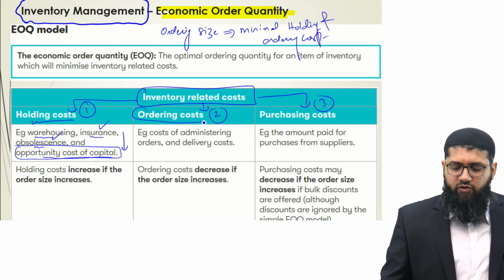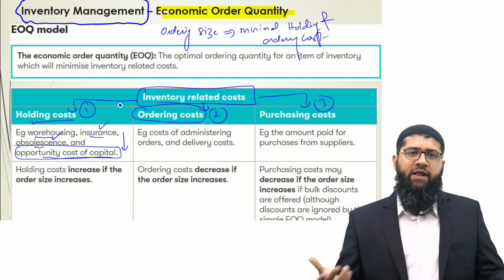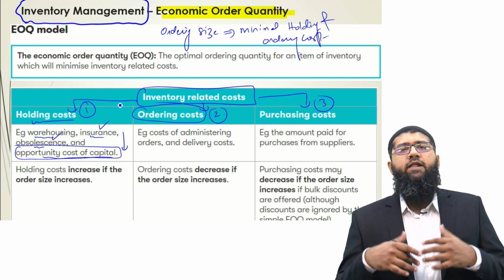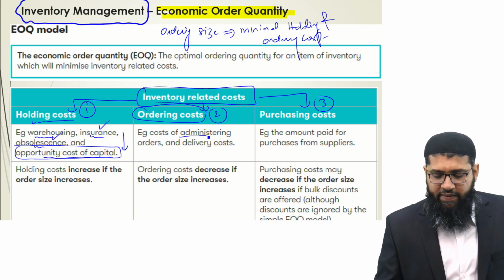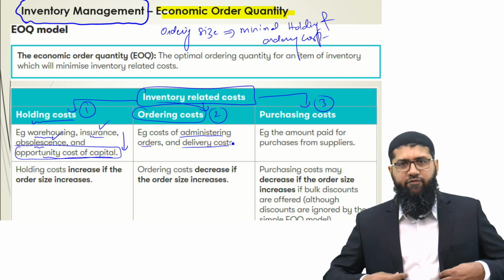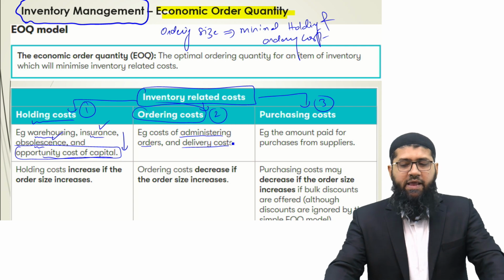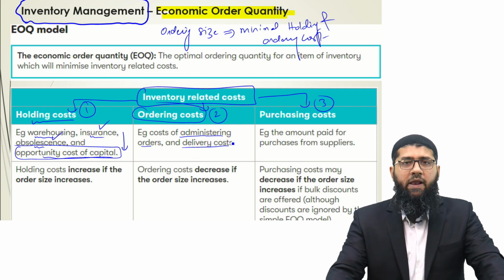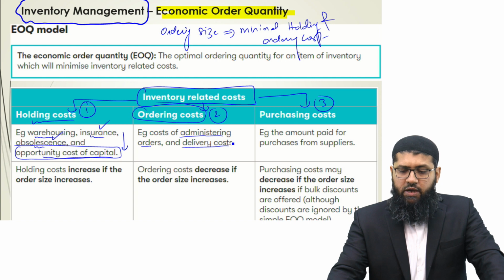The second component is ordering cost. Every time you place an order and the inventory is delivered to you, you have to bear a certain cost. That cost is called ordering cost, and it has multiple things: cost of administering orders, delivery costs, and so on. For example, if you have to make an order, there are many components to it. You have to choose the supplier.